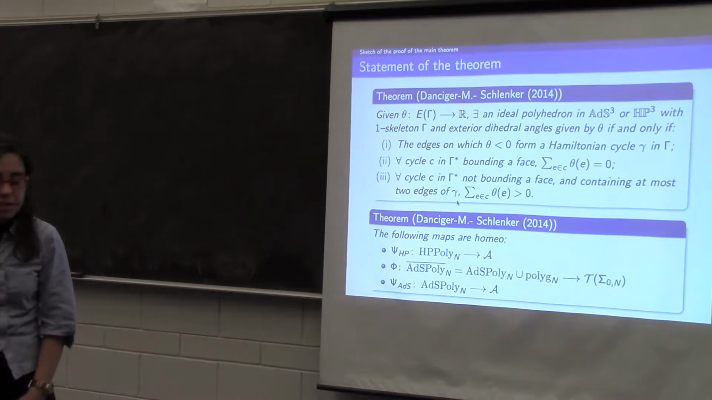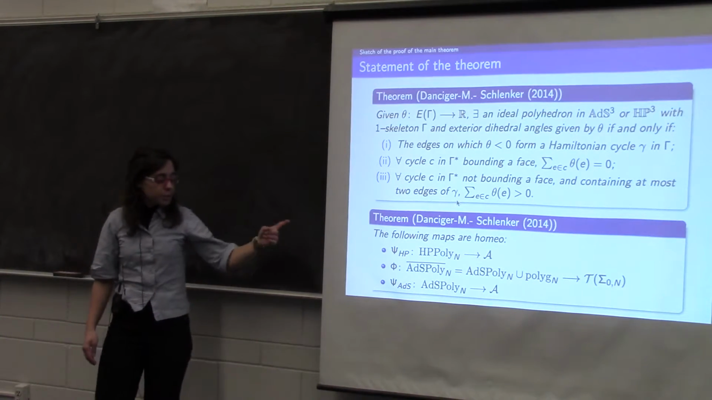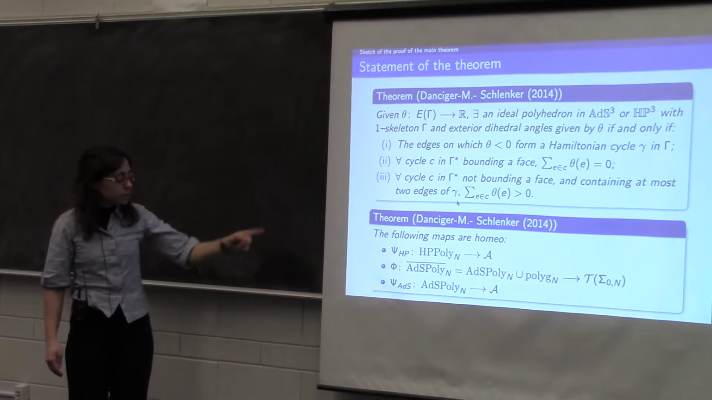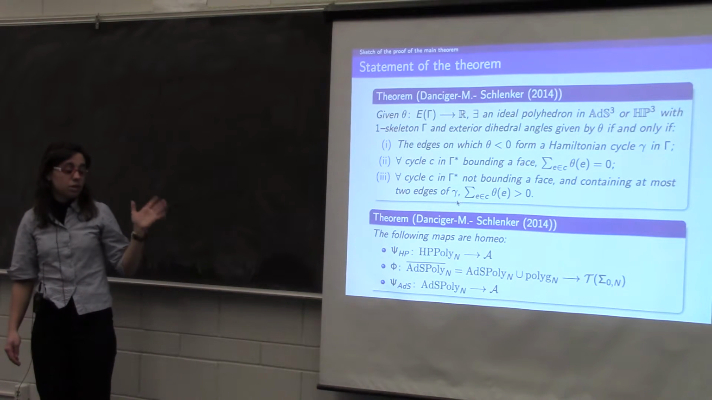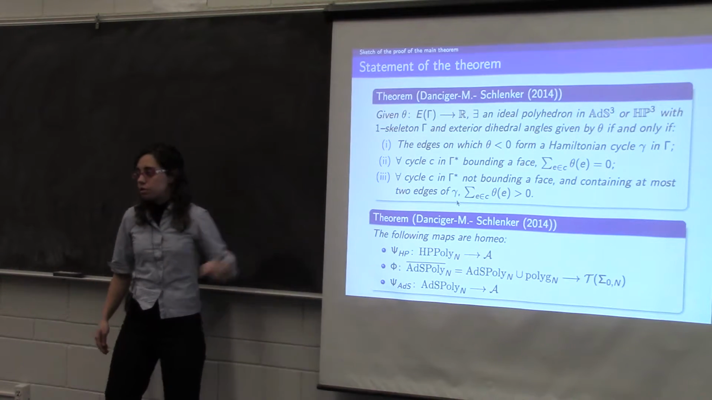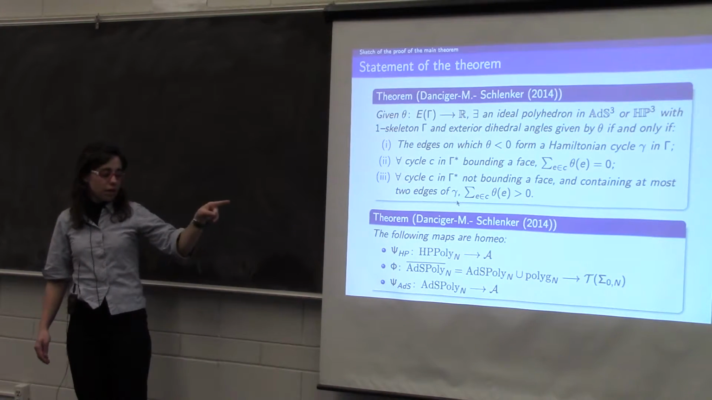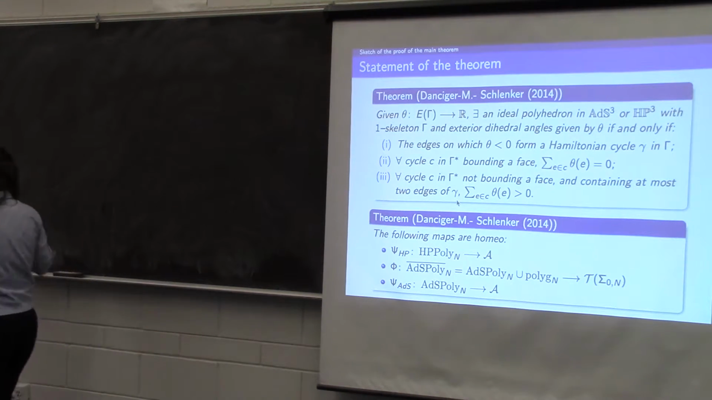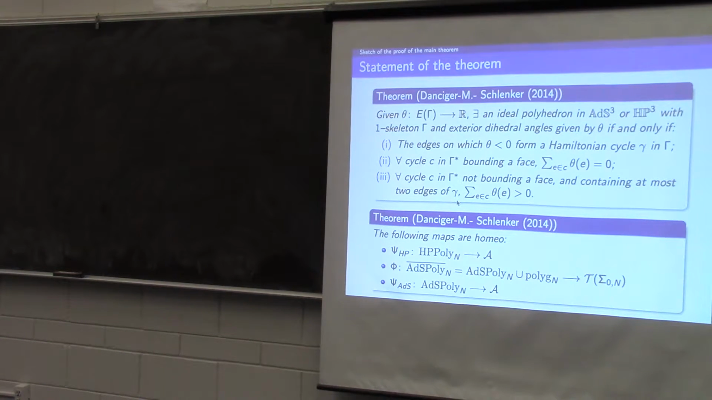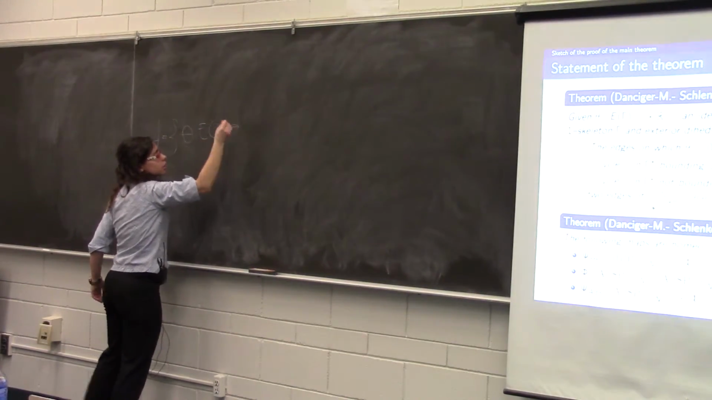Okay, so these are the maps that I want to look at. The first map, psi of HP, where HP is polyhedra in half-pipe. I fix the number of vertices, okay, and I go into the space A. So A is the space of maps that satisfy our condition.